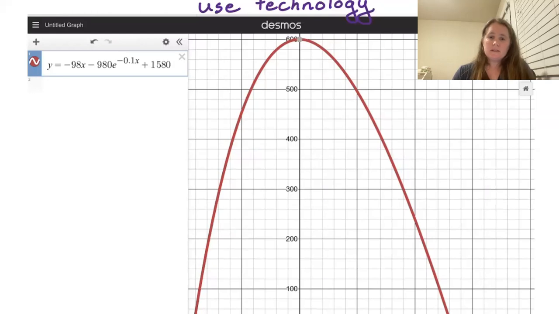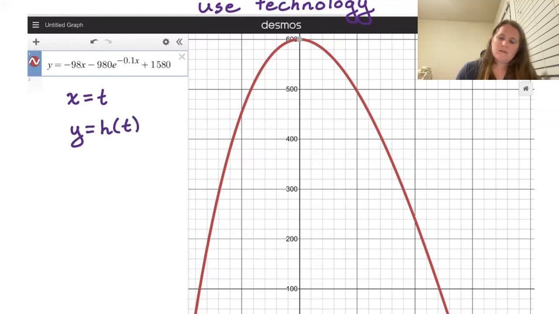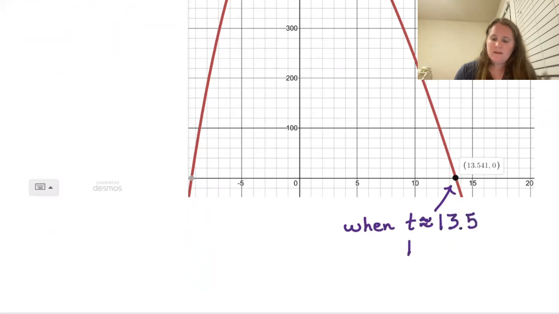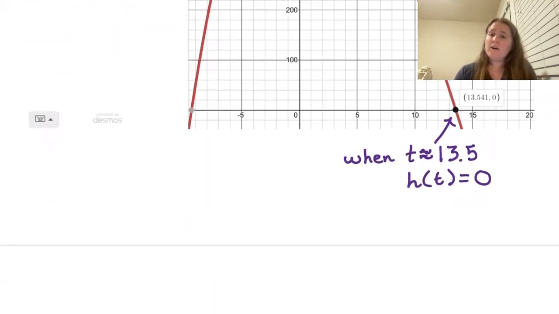Again, here's what we just did in Desmos. I just changed the variables. X is acting like my t. Y is my h of t. And so here, when t is approximately 13.5, h of t equals 0. So we have the object will hit the ground approximately 13.5 seconds after release.